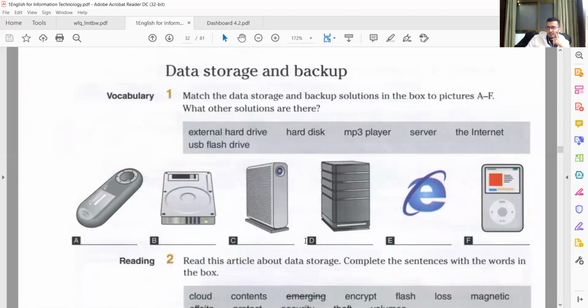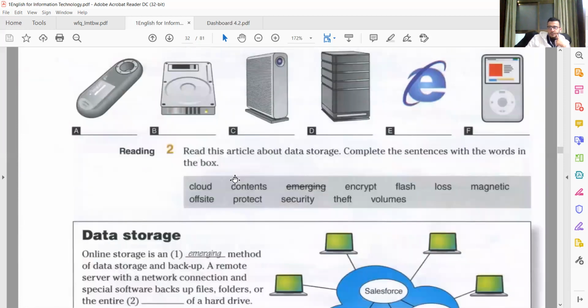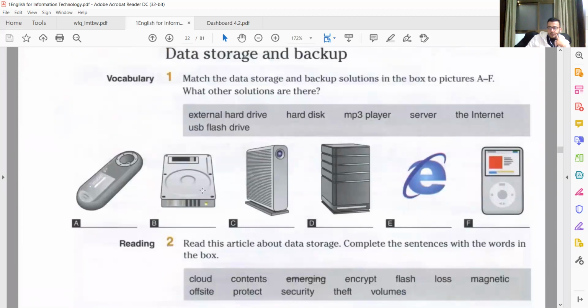This is a server. We know this is the internet. And this is the MP3 player. See, play, pause, forward, backward, and so on. So this is the MP3 player on which we play songs or audio clips and so on. It is good to know each item and what it means.